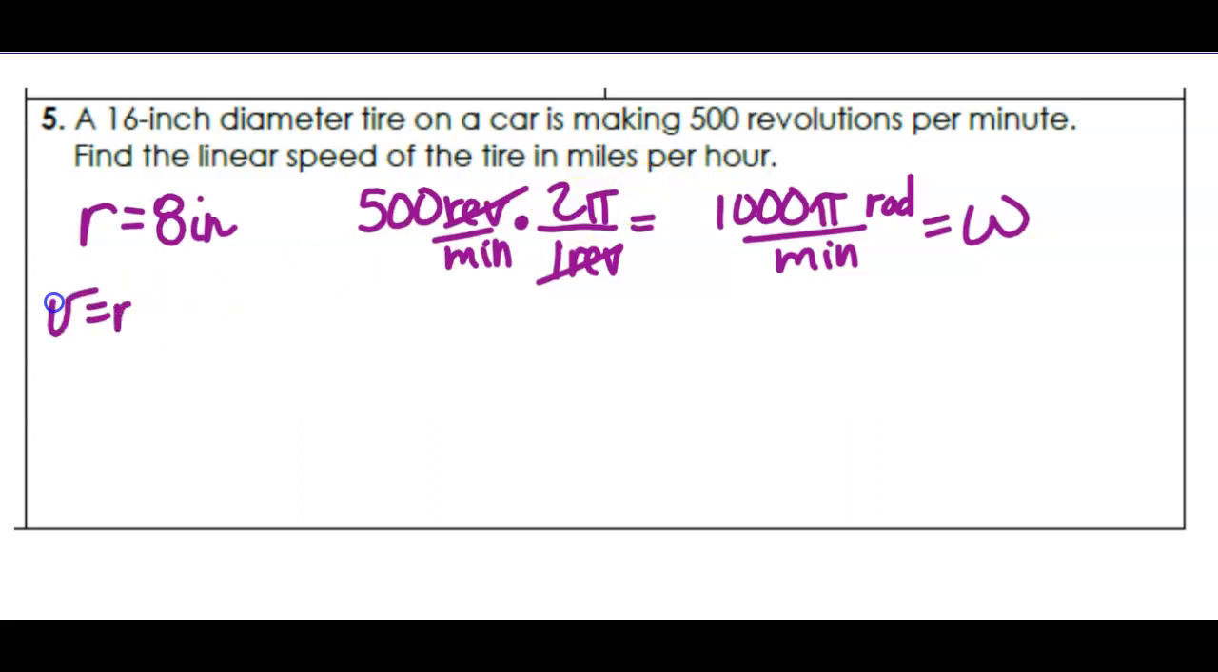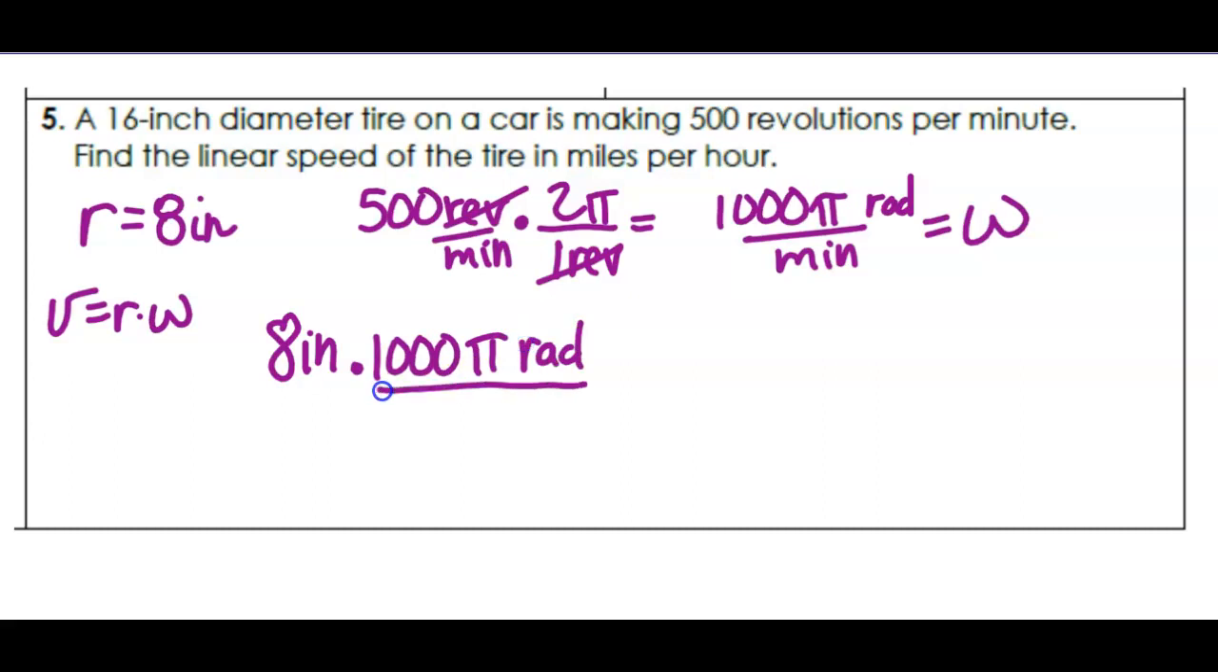First, I'm going to start with this formula. So I'm going to say I have 8 inches times 1,000 pi, don't lose that pi in there, radians per minute. Okay, now, dimensional analysis. This is where you have to figure out how to cancel these labels and convert. So I want minutes to become hours. So I want to get rid of minutes. Well, I know 60 minutes, which I need the minutes to be on top so that it will divide out. 60 minutes is 1 hour. So now minutes divides out and I'm left with hours.